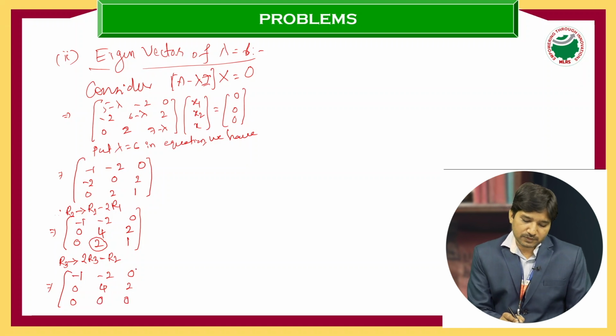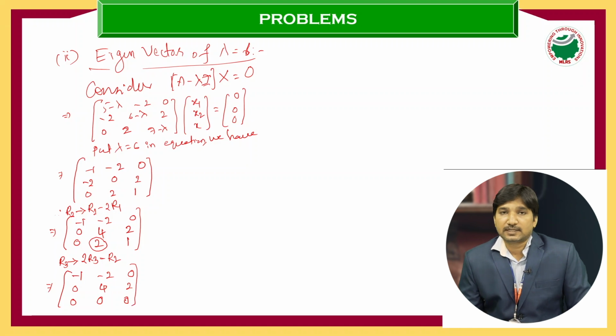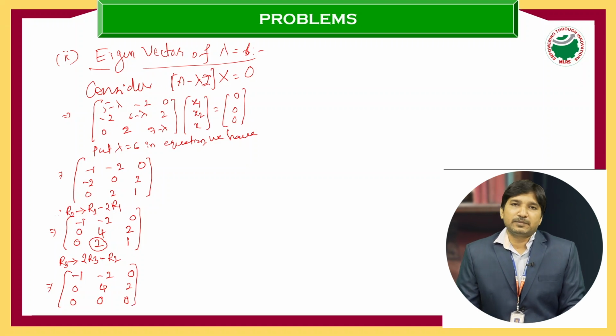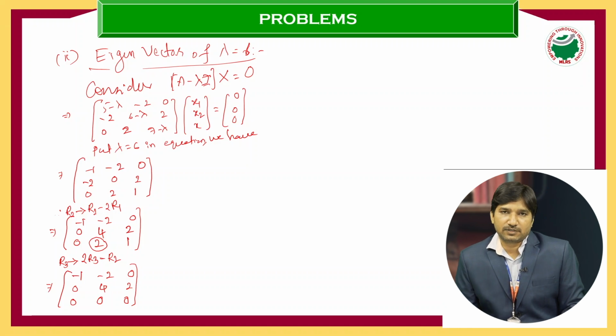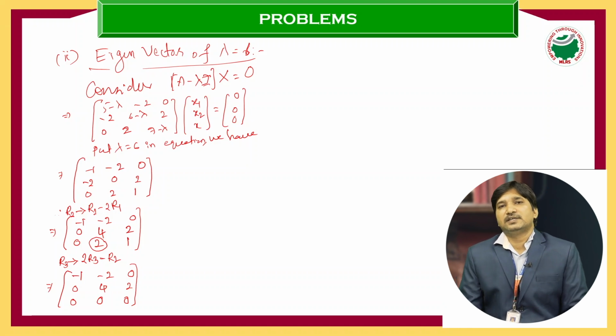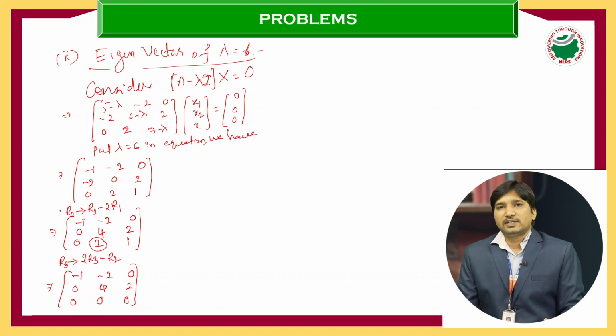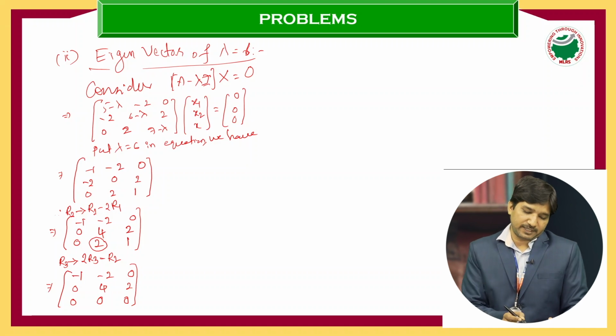So the last one is a 0 because the given matrix is a singular matrix. Determinant of the characteristic equation equal to 0 means singular matrix. Definitely the rank of the matrix is less than the number of rows. So here the rank of the matrix is 2.